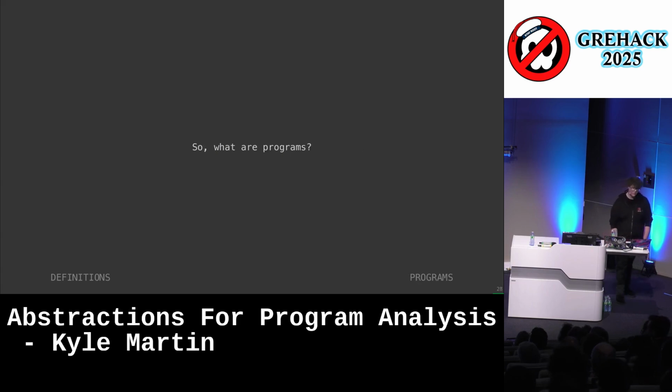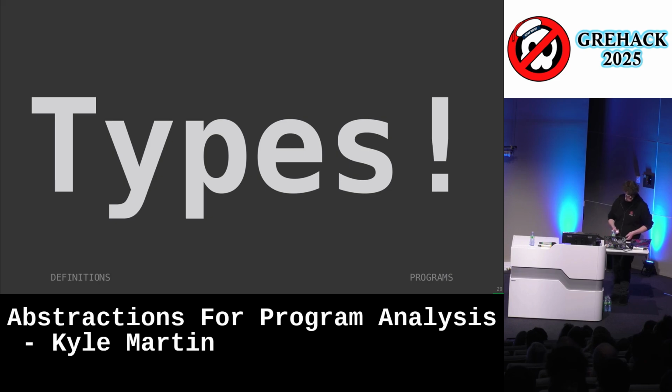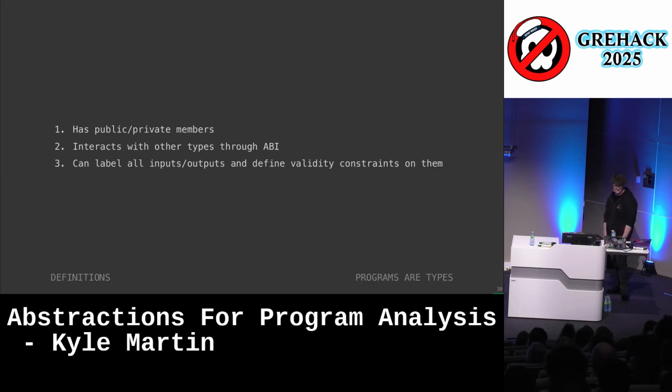So, one last time, say it with me this time. What are programs? Programs are types. And this should make sense because, here we are. We have object-oriented programming languages. Since all programs do is move and manipulate data, and we describe those data with types, we describe those movements with types, we describe those manipulations with types, we can describe entire programs as types.